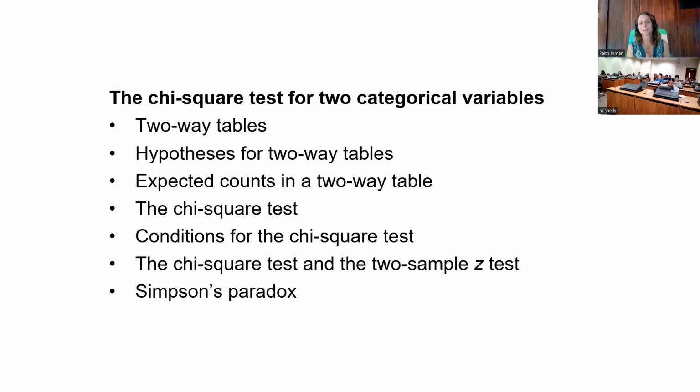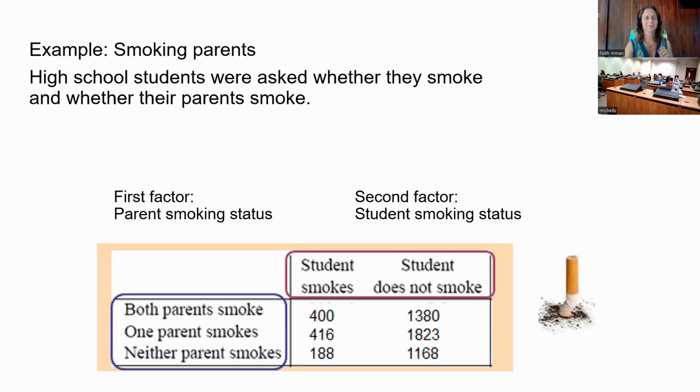So the chi-square test for two categorical variables. First, you start by making a two-way table. You construct your hypotheses for the two-way tables. You calculate your expected counts for the two-way table. You calculate the chi-square test statistic, and we'll go over the conditions for the chi-square test. And we'll talk about, oh, I'm not actually going to talk about the two sample z-test. I took that out. And then Simpson's paradox.